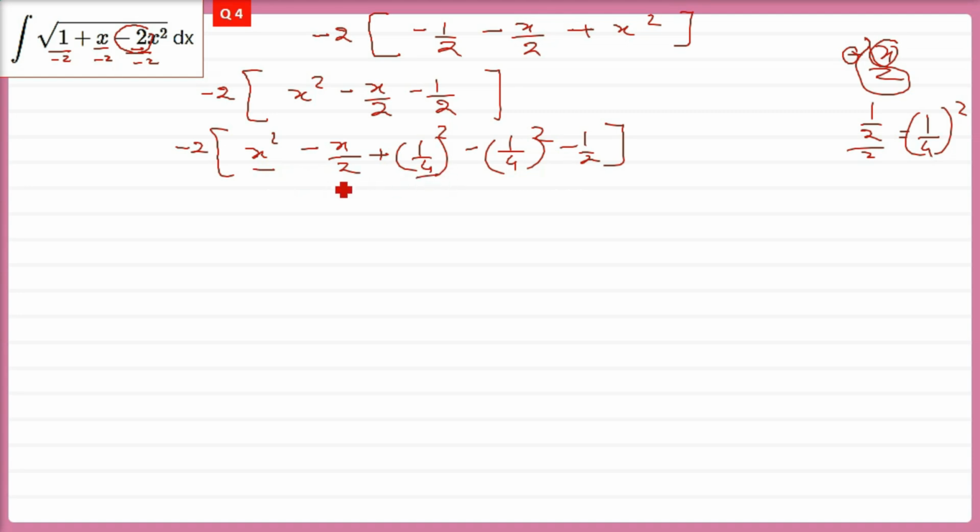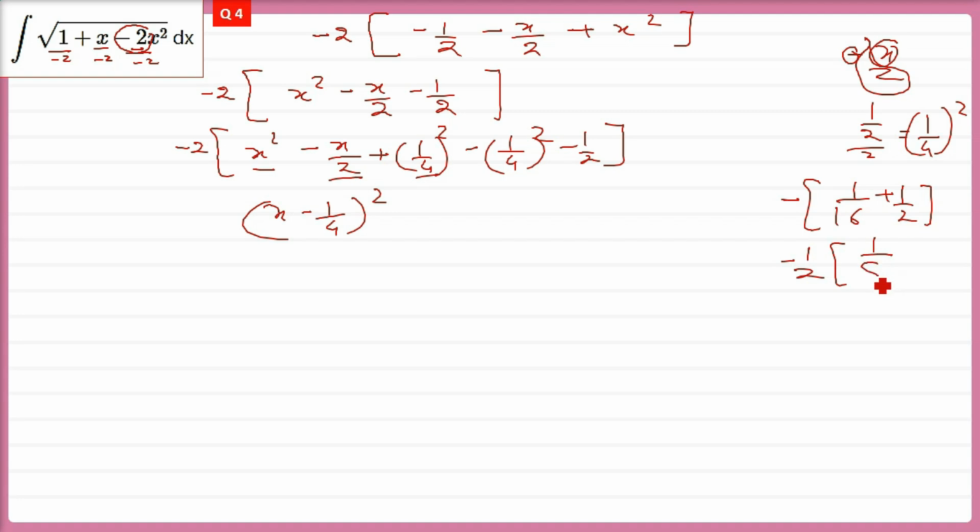So a square plus b square minus 2ab: x minus 1 by 4 whole square. And this is negative 1 by 4 whole square minus half. You can take just negative common. 1 by 4 whole square, 4 squared is 16, plus 1 by 2 will be there. So you can take the LCM and solve it. The better way is to take half outside first. 1 by 8 plus 1 will remain. And this will give you (1 into 1 plus 8 into 1) divided by 8 into 1. This will give you 9 by 8 into 2, 9 by 16. Negative 9 by 16 has come.